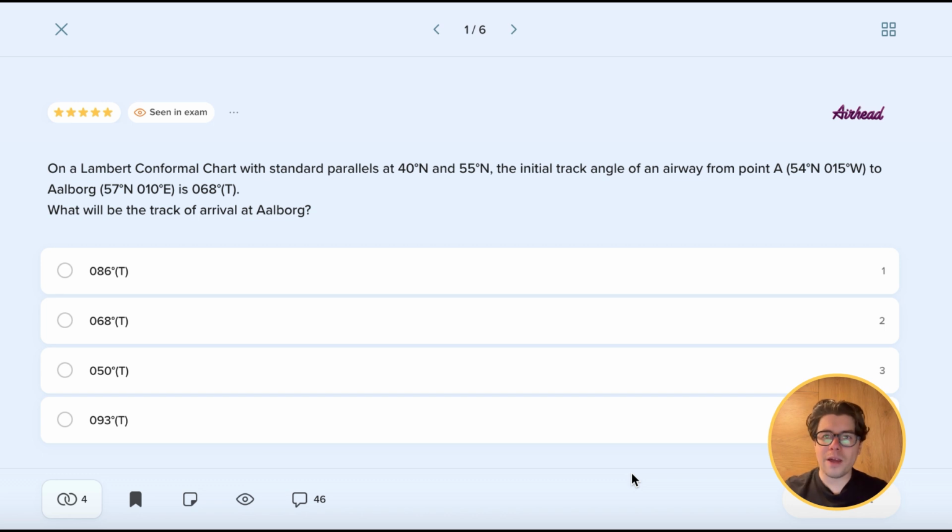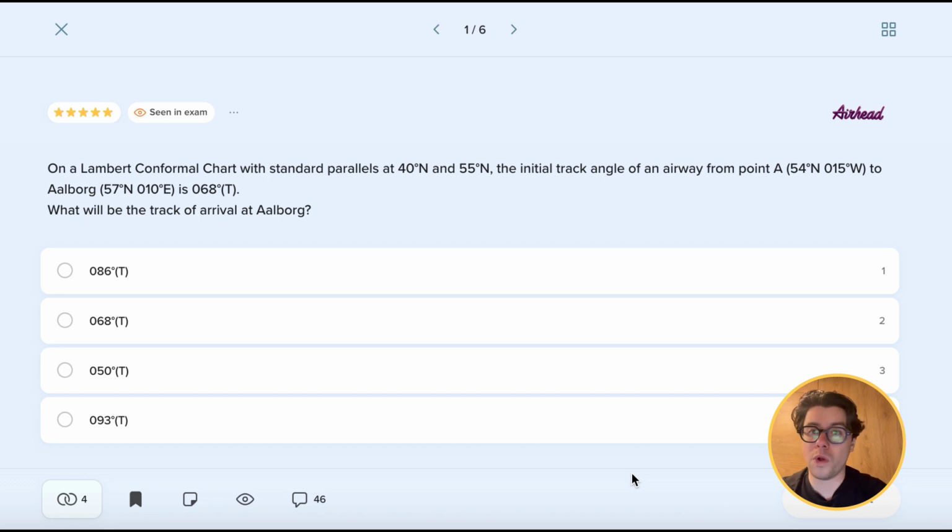Hello everyone and welcome to today's video where we will talk about general navigation and more specifically we'll have some questions with examples regarding the Lambert conformal chart and calculating conversion angles and some other questions of this type, and I'm sure this will be useful if you're preparing for the exams or just trying to revise Gen Nav as a whole. So let's jump into question number one.